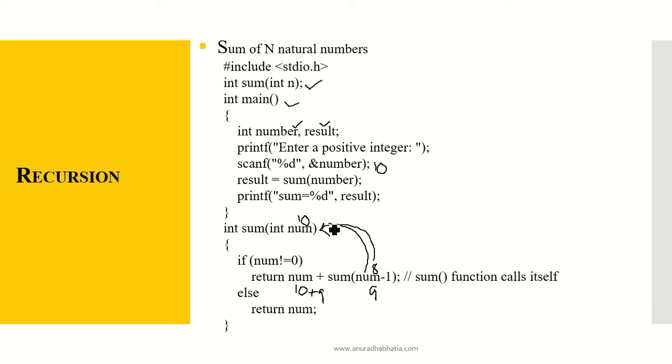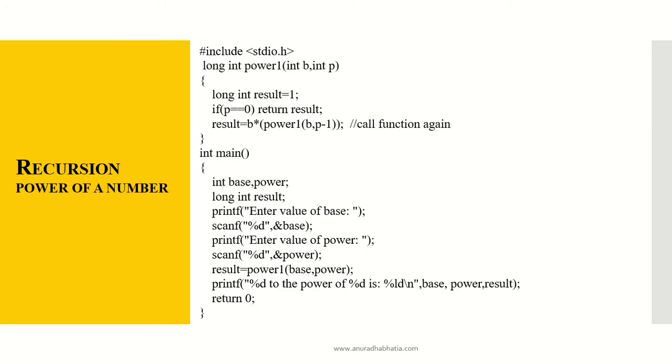So 10 plus 9 plus 8 plus 7 plus 6 plus 5 plus 4 plus 3 plus 2 plus 1 plus 0. As it becomes 0, the addition of all will be returned to the function call over here. So it will be added to the result. And sum, which is the summation of all the numbers, will be printed over here. This is how the sum of n natural numbers using recursion is done.